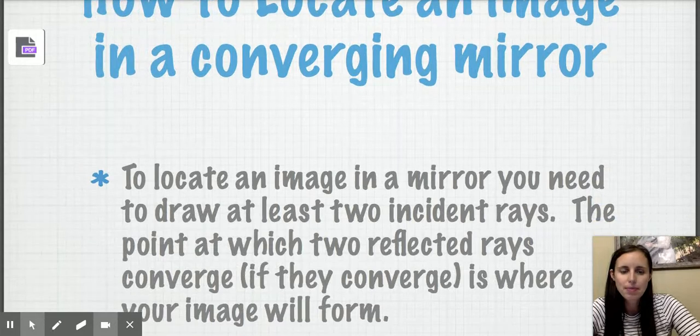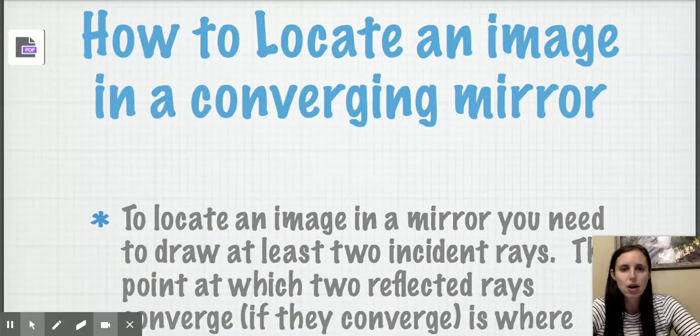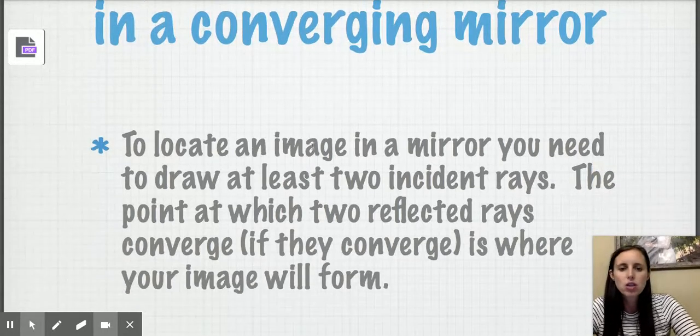Now, to locate an image, we're going to need to put an object, right? You're not going to see anything in a mirror unless you have something in front of it. So we're going to be placing an object now, and we're going to be using these rules to look at an image. To locate an image in a mirror, you need to draw at least 2 incident rays. I like to say draw 3. 2 is a bare minimum though.